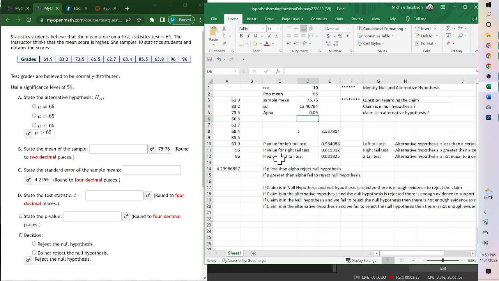And then the p-value, we're testing greater than, so that would be a right tail. Oops, that's a test statistic. P-value is right here. Because you're testing greater than, it's a right tail. Less than is this one. Two tail is when it's testing not equal to. And right here is your t value.